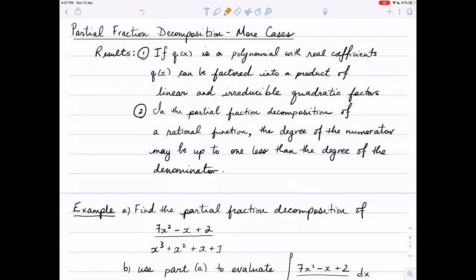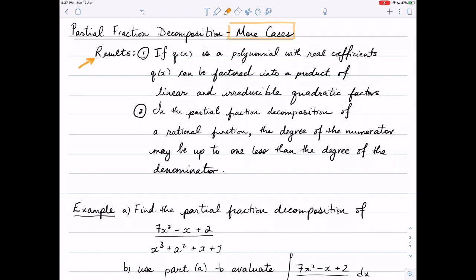This is the second video about partial fraction decomposition, and in this video we're going to go into more cases of partial fractions than we saw in the previous video. And we're going to base ourselves on three results, two of which are written here, and the third one will come a little bit later.